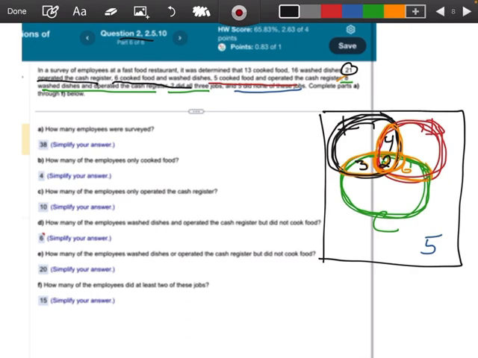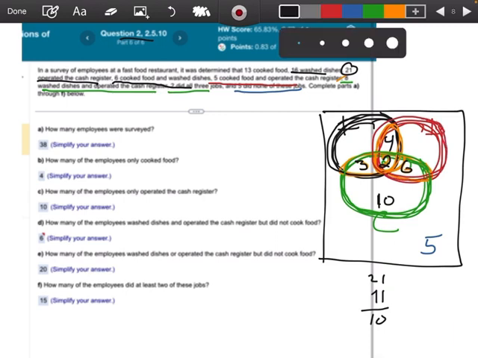Now, notice what they told me. 21 did the cash register. So everybody in the green circle has to add up to 21. I believe that was a 6. So 3 and 2 is 5, and 6 is 11. If that's a total of 11, and I'm going to have a total of 21, then I'm going to have 10 right here. Let's see. 16 washed dishes. So everybody in the red circle is going to have to add up to 16. So 4 and 2 and 6, that's going to give me a total of 12. Well, if I have a 16, then that's going to be 4 right there.